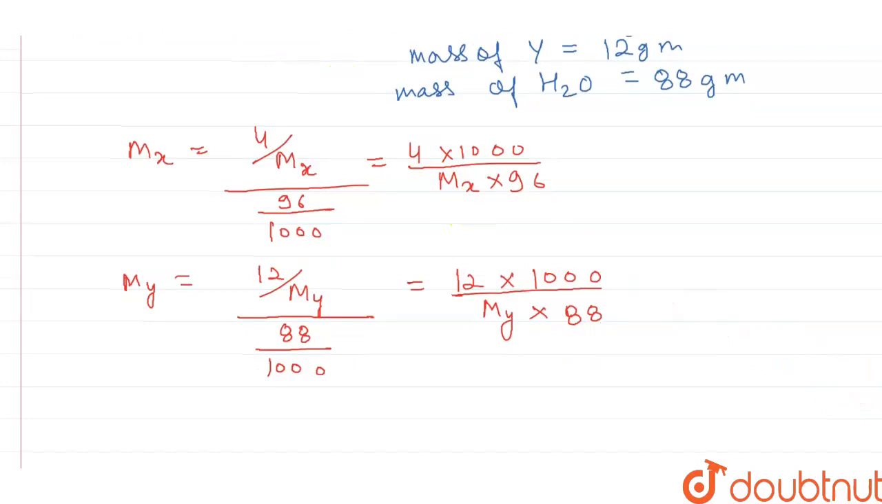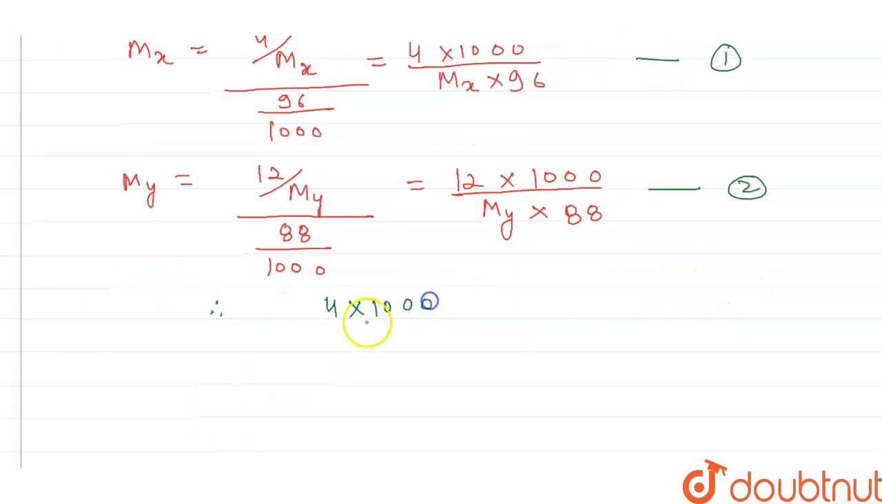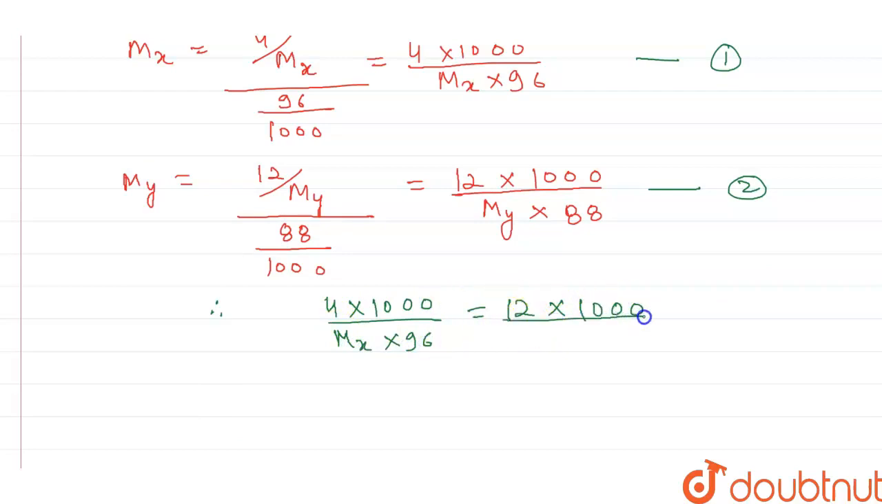So for the same freezing point, we have mentioned that the molality will be the same for X and Y. So therefore, equation 1 is equal to equation 2. So 4 multiplied by 1000 divided by MX multiplied by 96 is equal to 12 multiplied by 1000 divided by MY multiplied by 88. So now we can cancel 1000 by 1000. So our MY is equal to 96 multiplied by 12 divided by 4 multiplied by 88, times MX.